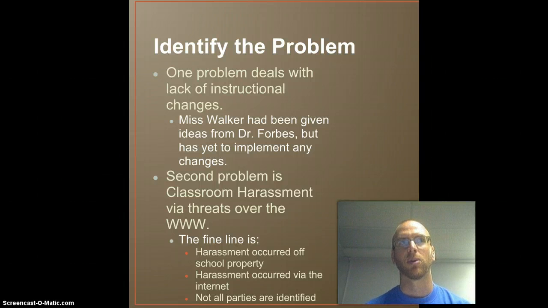The second problem, of course, deals with the actual article being threats over the World Wide Web, classroom harassment via threats. I think there's a fine line when we talk about harassment. First off, the harassment occurred off of school property, so that is something different to work with. The harassment also didn't occur one-on-one or personal. It occurred over the internet, and we're still not really sure of all parties that are identified.